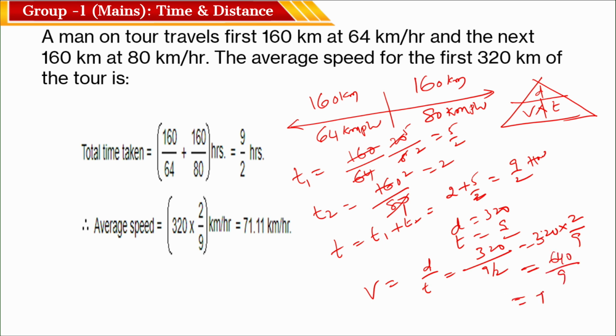9 7s are 63, 10, 9 1s are 9, 10, 9 1s are 9, 1. So it is 71.11 velocity or speed in kmph. Understand? So the value is 71.11 kilometers per hour. So in this way we can calculate the average speed of the person who traveled 320 kilometers. Okay. Now we will see the next question.